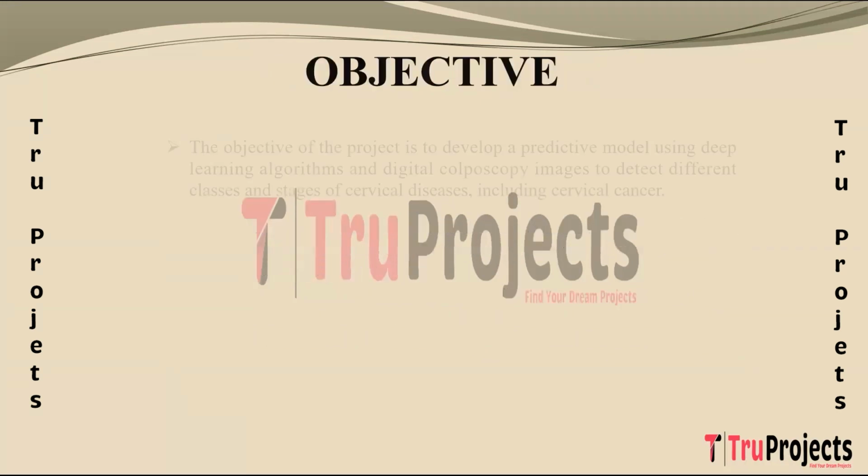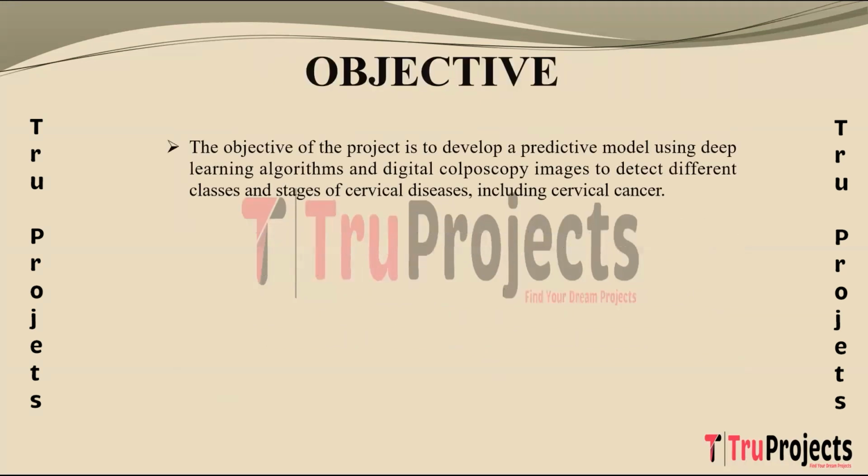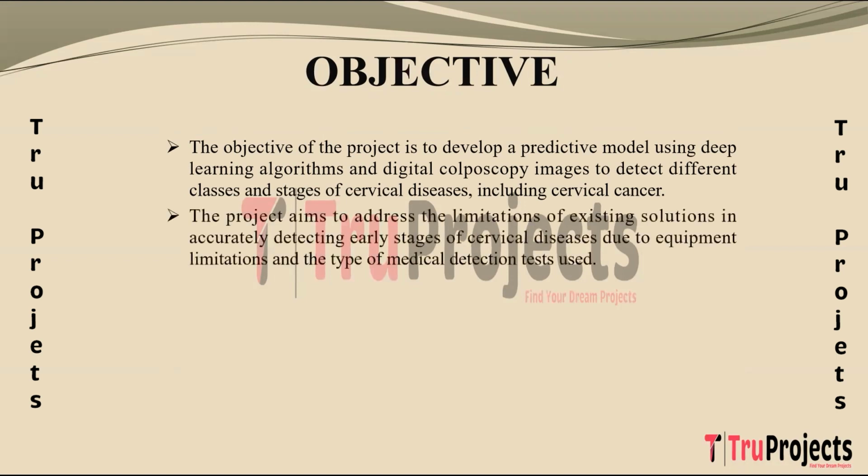Objective. The project aims to create a predictive model using deep learning algorithms and digital colposcopy images to accurately identify various classes and stages of cervical diseases, prominently focusing on detecting cervical cancer. This endeavor is driven by the need to overcome the limitations of existing detection methods, particularly in accurately diagnosing early stages of cervical diseases due to equipment constraints and the sensitivity of medical detection tests.